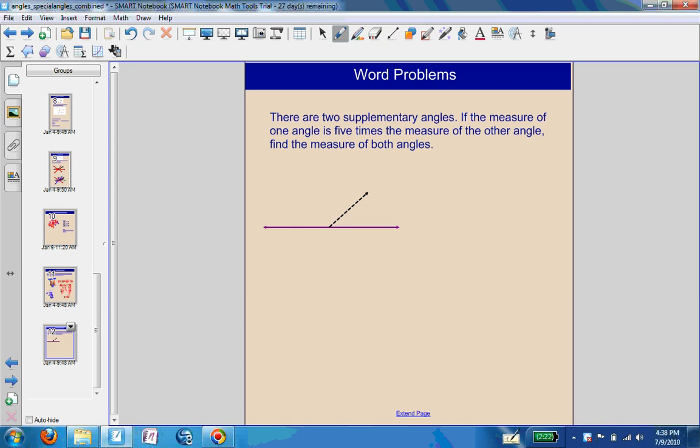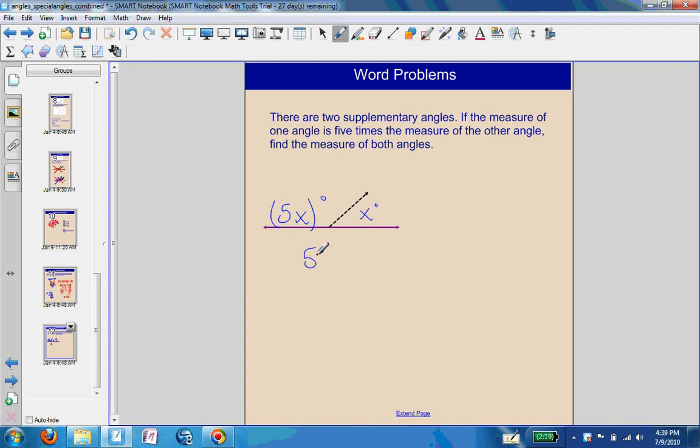Another word problem, this time with supplementary. I have two supplementary angles. If the measure of one angle is 5 times the measure of the other angle, find the measure of both angles. So again, we have a big angle and a little angle. The big angle is based on the little angle. It's 5 times bigger. So I'm going to set it up like this. So I have 5x and x degrees.